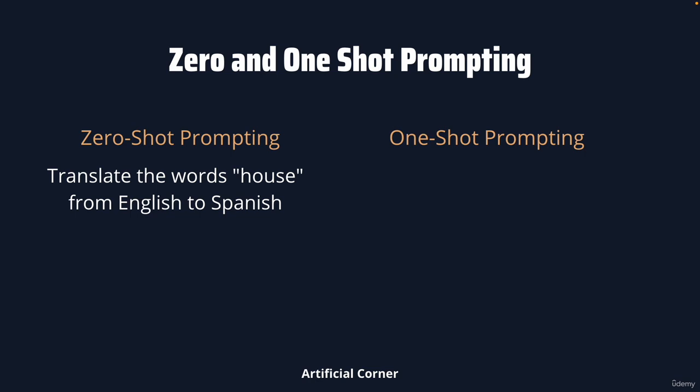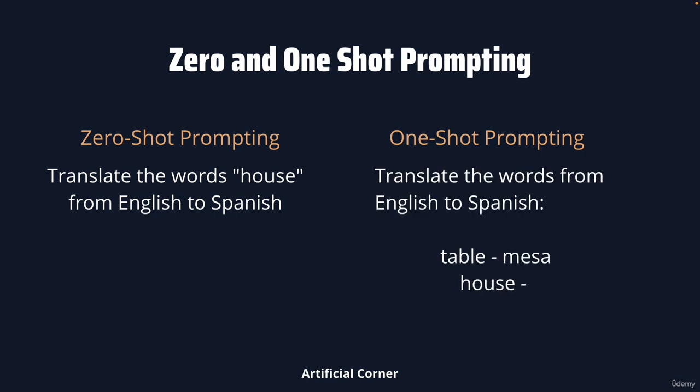Let's see the following example. In this case, I have the same instruction, translate the words from English to Spanish, and now I have some samples. On the left, I have the words in English, and on the right, I have the words in Spanish. So first I have table, which is translated to Spanish to mesa, and then I have house, and I put a blank space because I want ChatGPT to complete this blank space to generate this text. And that's what one-shot prompting is about. We provide one sample to give ChatGPT a better understanding of what we're looking for.